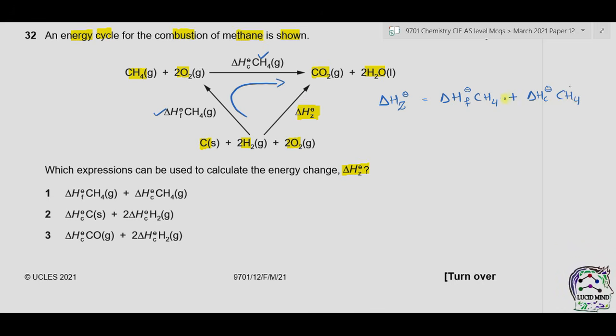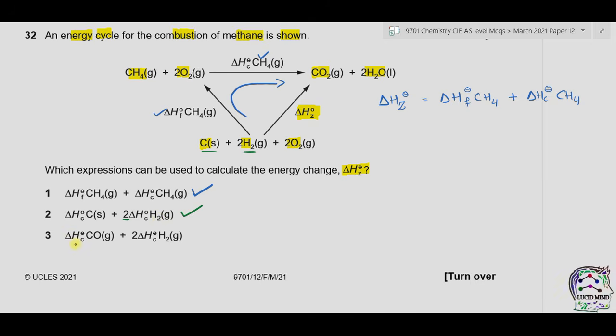So therefore first expression is correct. In second expression, we have enthalpy change of combustion of carbon solid, which is this one, and enthalpy change of combustion of hydrogen multiplied by 2, which is this one. As we can see, the elements can directly convert into this product, and that will be the enthalpy change denoted by delta Hz. As we have 1 mole of carbon, it is just one value, and we have 2 moles of hydrogen, so it is multiplied by 2, so therefore statement 2 is also correct.